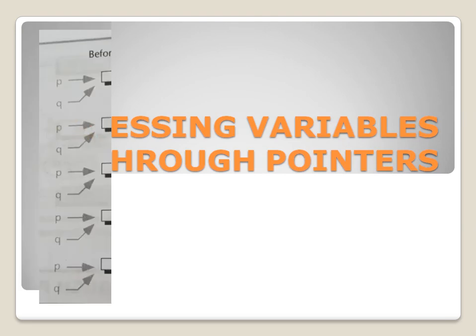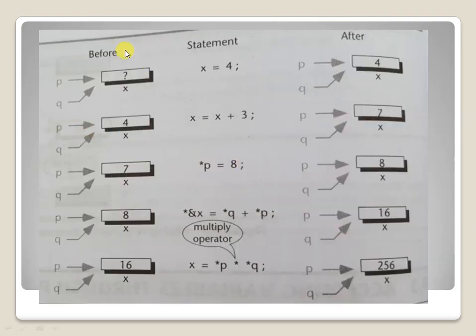So how can you access the variables through pointer? A very good example, if you observe the left portion, all these are the scenario which is before, and if you execute these particular statements that are mentioned in the center, you'll find something that is on the right side. So on the right side, you'll see the changes that are reflected when you execute these particular statements. So p is a pointer and q is also a pointer. So both these pointers are pointing to the variable x, right? So right now x is not holding any value.